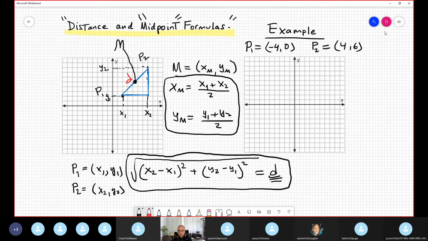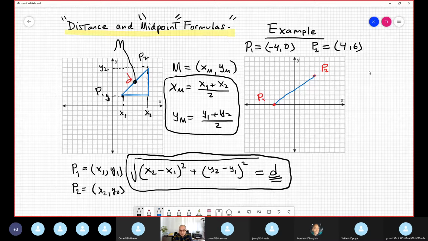Okay, number 1 step is plot the points on the rectangular coordinate system. The first point is -4,0, -1, 2, 3, 4 here. I plot that, P1. This is P1. And P2 is 4,6. 1, 2, 3, 4, 6. 1, 2, 3, 4, 5, and 6 here. This is P2. Okay, I need to find the distance. And by the way, the midpoint. This is my goal.